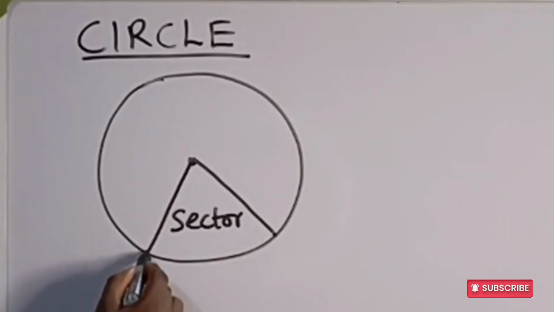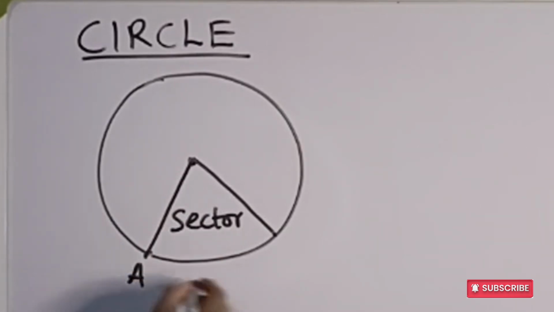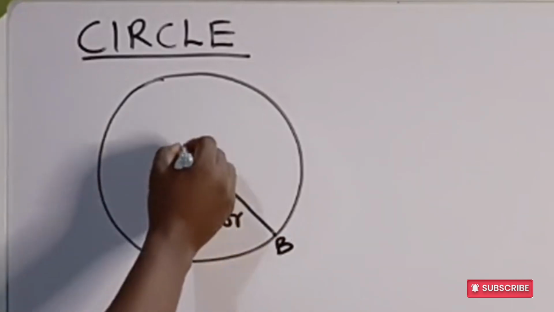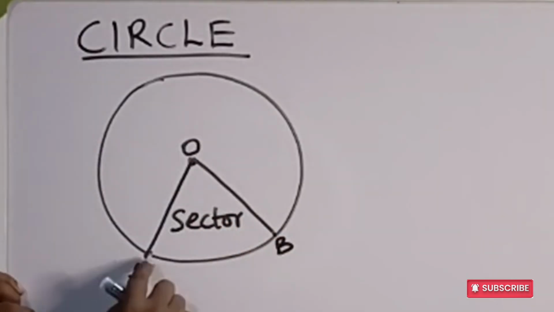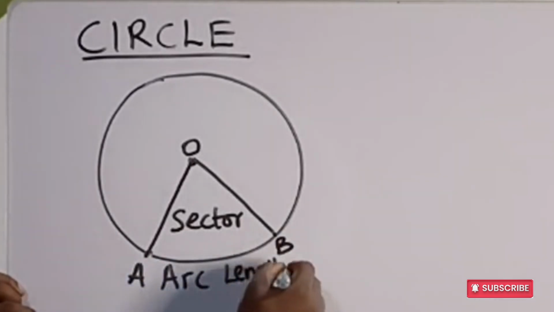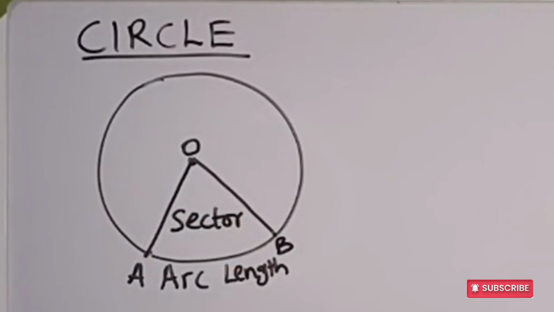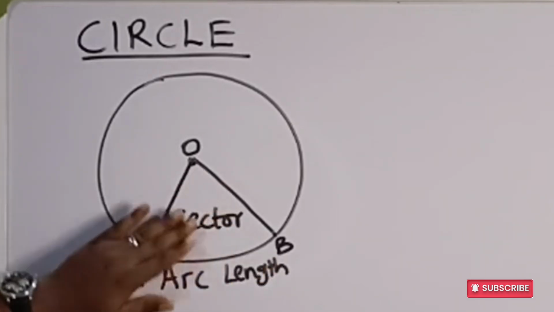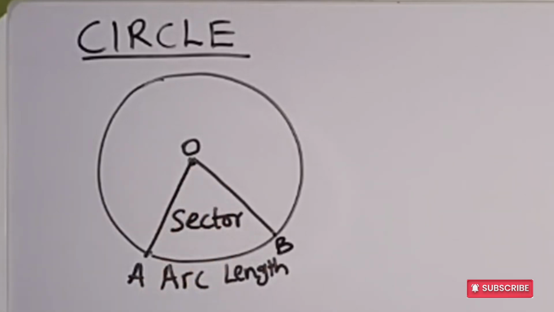And then this line from this point, let's call this point A to point B, and let's call this 0. So this length from here to here is called arc length. Or you can simply call it arc of the circle. Either I call it the arc length of the circle or the arc of the circle. So this space between 2 points is called the arc length, and then this space here is called the sector. Okay.